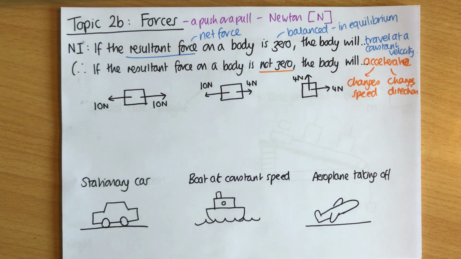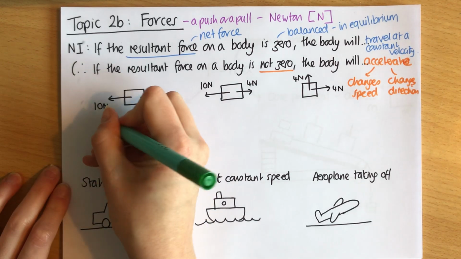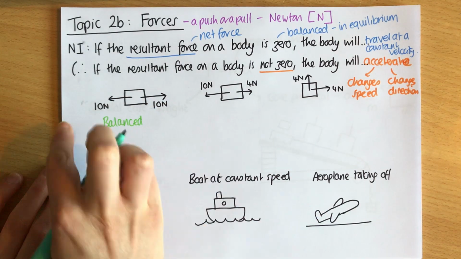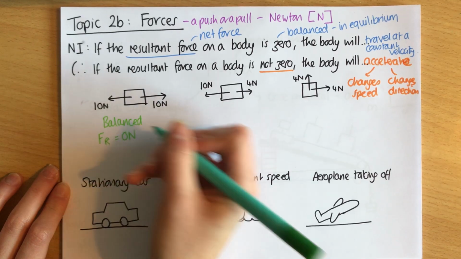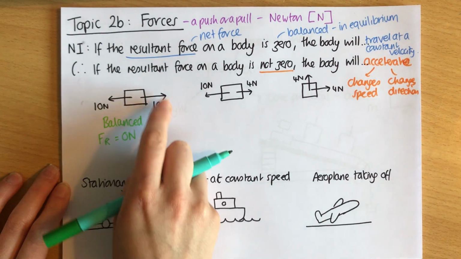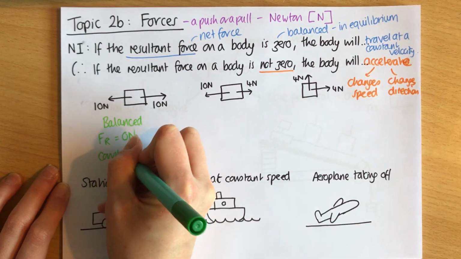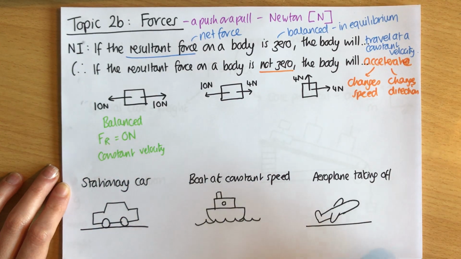So I've got three situations here, and we're going to think about whether they are balanced or unbalanced and which version of Newton's law will apply. So here, the forces on this object are balanced because there's 10 newtons acting in opposite directions. So the resultant force here, or FR I'm going to call it, is equal to 0 newtons. And I worked that out by doing the force in one direction minus the force in the opposite direction. So this body will stay at a constant velocity. Now, if it was already still, it will stay still. If it's already moving, it will keep moving at the same speed in the same direction.